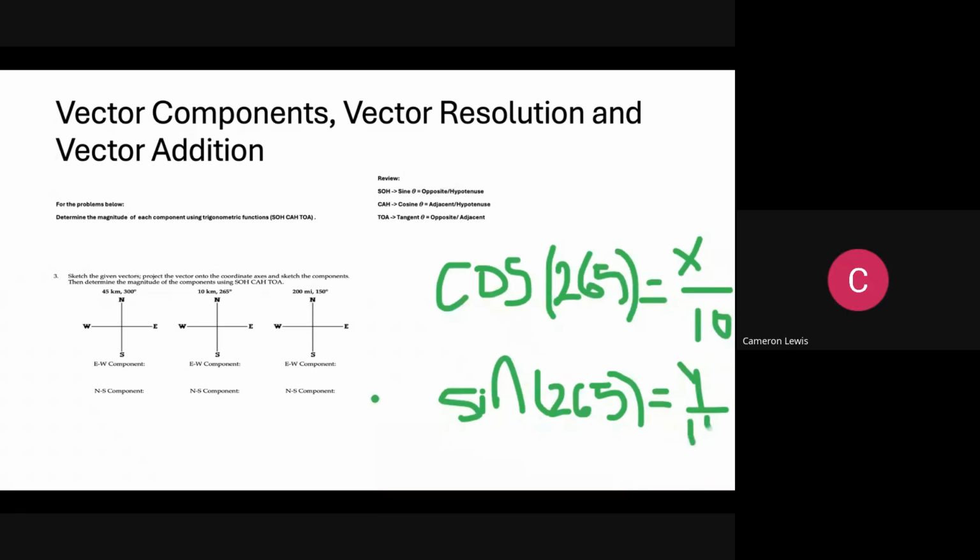So now we do what? 10 times sine 265. And you got what number? Is it negative 9.9? You got negative 9.9. Now, what does that really mean directionally?